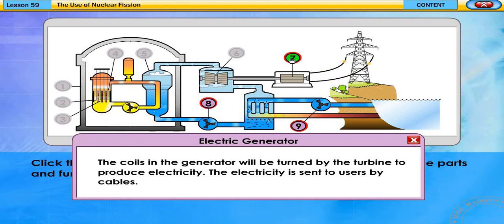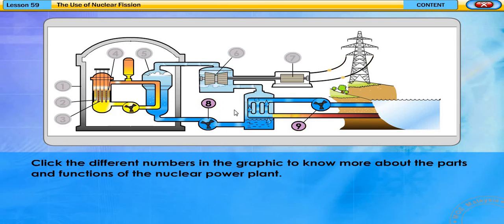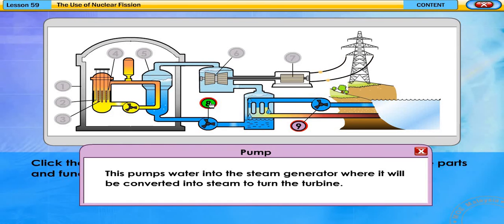The coils in the generator will be turned by the turbine to produce electricity. The electricity is sent to users by cables. This pumps water into the steam generator, where it will be converted into steam to turn the turbine.